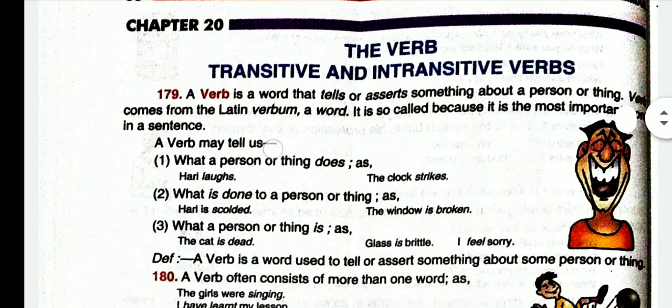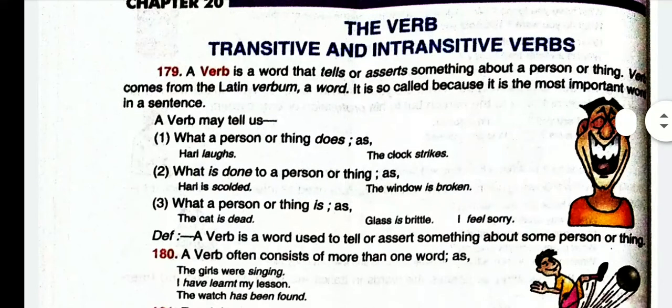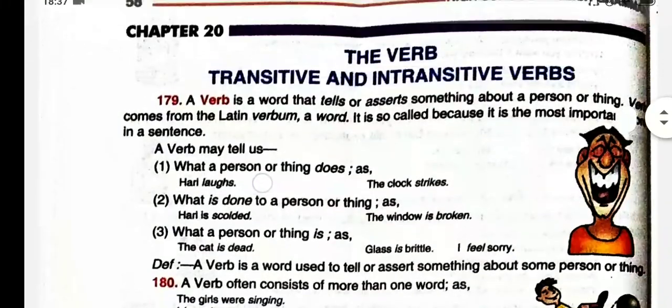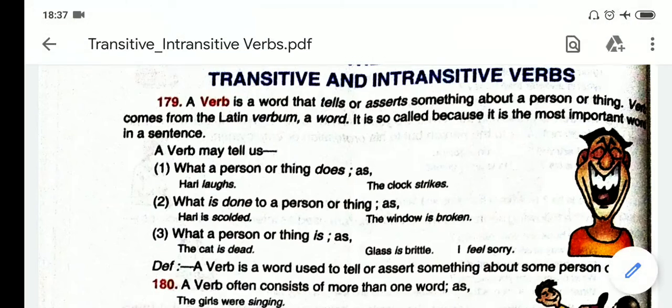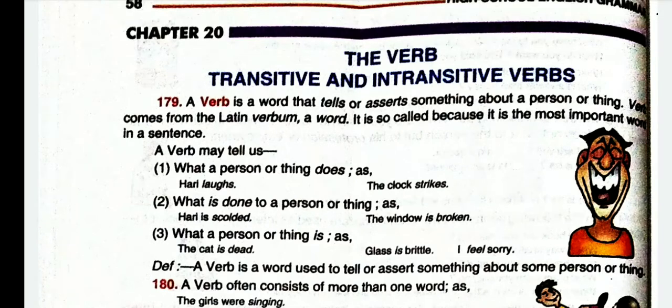And then these are the functions of the verb. These are the three functions that a verb performs: 1, 2, and 3. Number 1 is a verb may tell us what a person or thing does. It means the action. He laughs. Laughs is the verb, laughs is the action. The clock strikes. Strikes is the action performed by the subject clock. So this is the first function that a verb performs, that it tells us what a person or thing does.